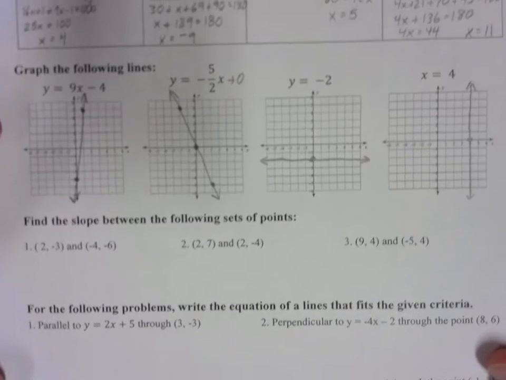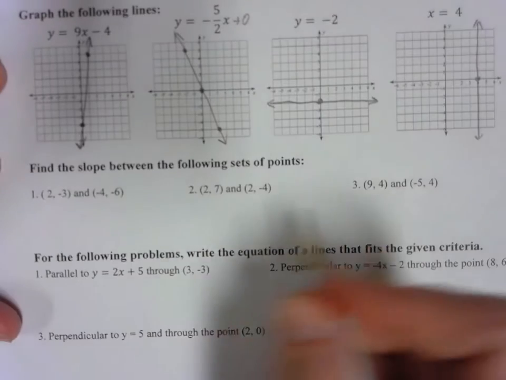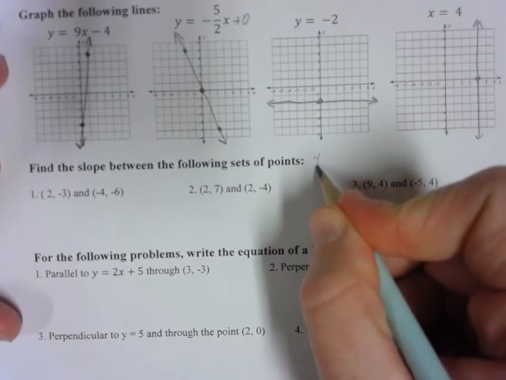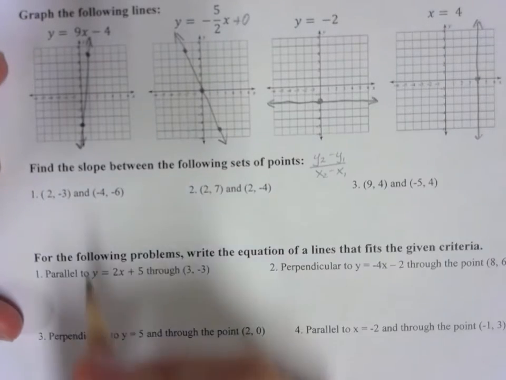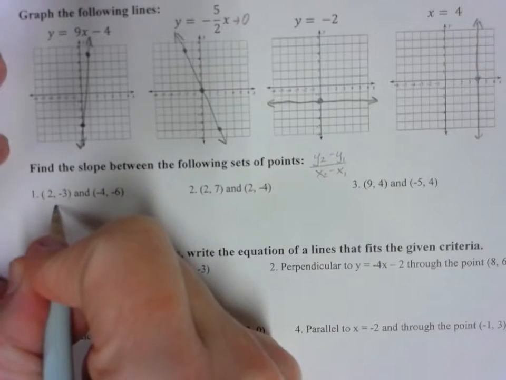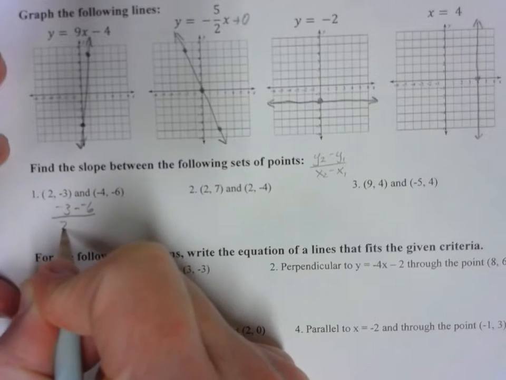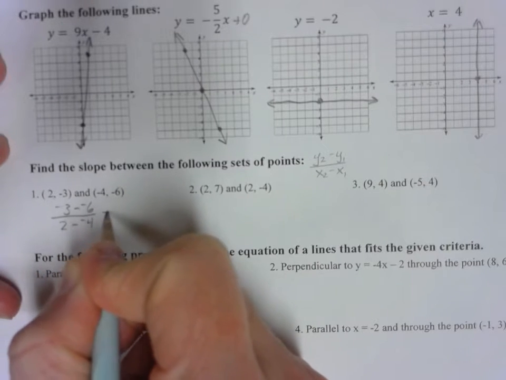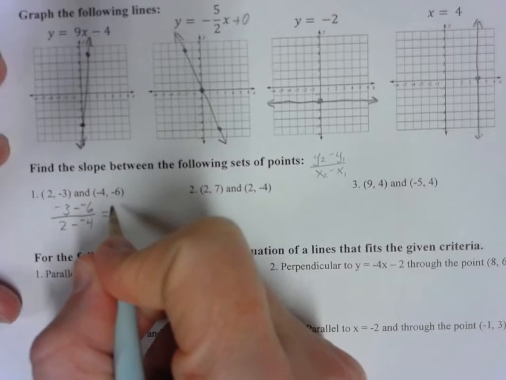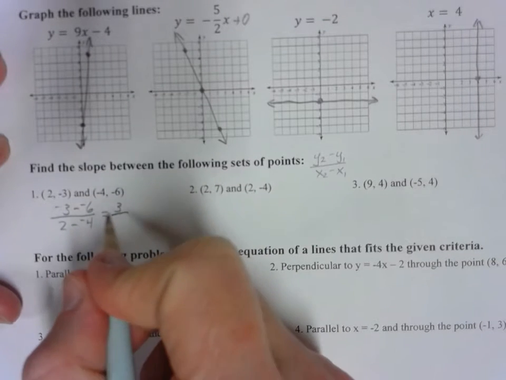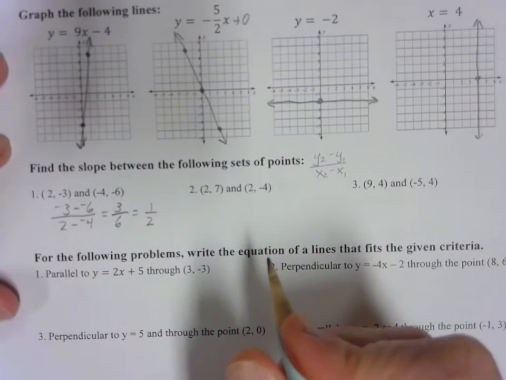Find the slope between the following sets of points. So my slope formula is y2 minus y1 over x2 minus x1. So I'm going to take one of the y values minus the other y value over one x value minus the other x value. -3 minus -6 is the same as adding 6. 2 minus -4, same as adding 4. 3 over 6, the smaller number's on top, so it's equal to 1/2.